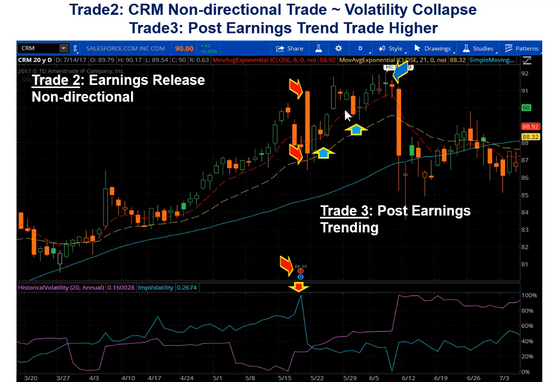So, when we get into an earnings season, it's a lot of volatility. It can sideline traders, but be looking for these types of trades, the three types of cycle trades you can look for.